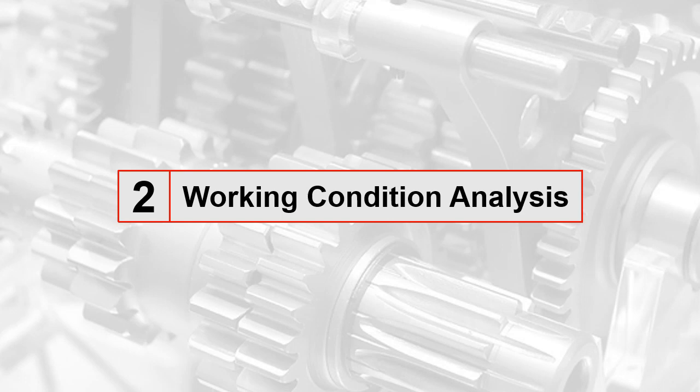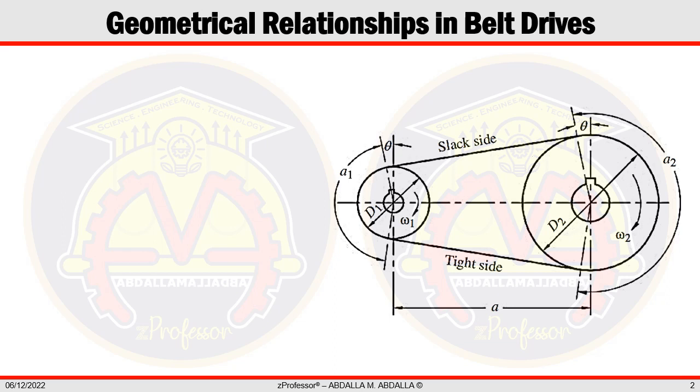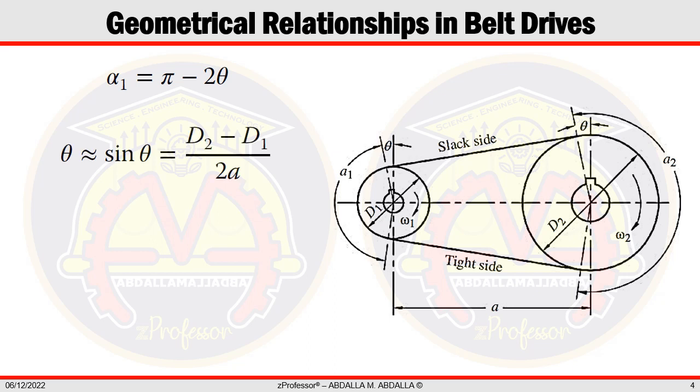In this section, we will analyze the belt drive's working condition. This figure illustrates a typical open belt drive with pulley or sheave diameters of D1 and D2 and the center distance A. From this illustration, we can calculate the small pulley's contact angle alpha 1 as equal to pi minus 2 theta. As a result, the following contact angles are determined in degrees as theta equals, sine theta equals (d2 minus d1) divided by 2a.